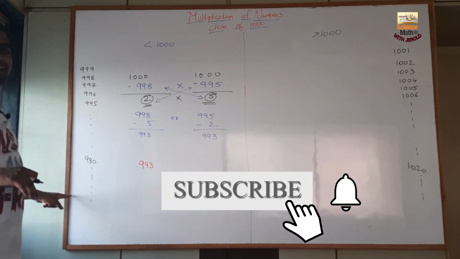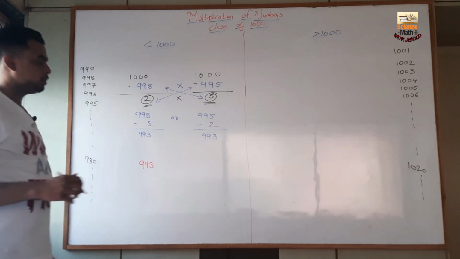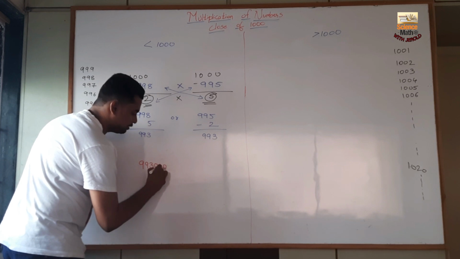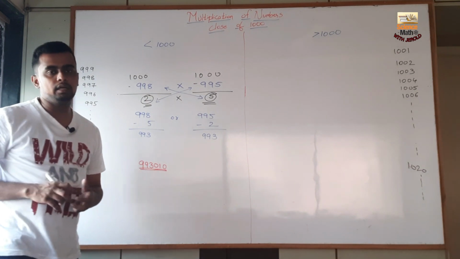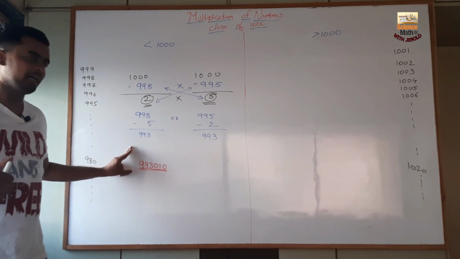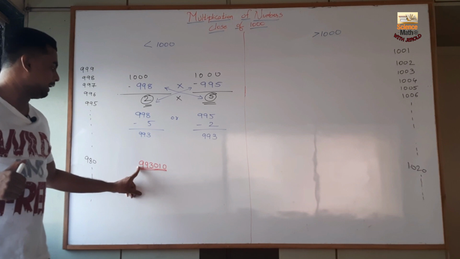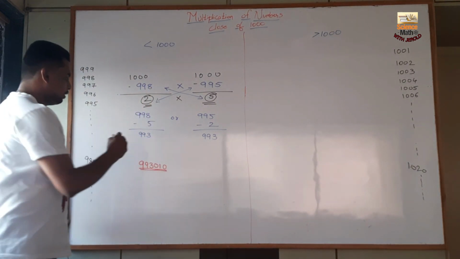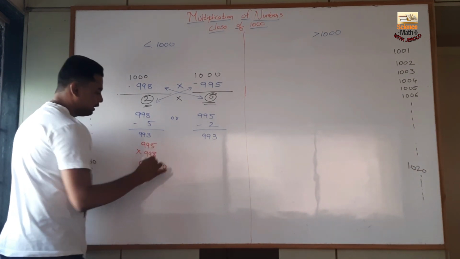But all my numbers are 3-digit numbers, so I just can't write 10. So I will write 010, which will give a 3-digit number at the end. You can cross verify this by calculating it on the calculator, or by the normal method of calculation. You will find the answer 993,010. This is my answer for the multiplication of 995 multiplied by 998.